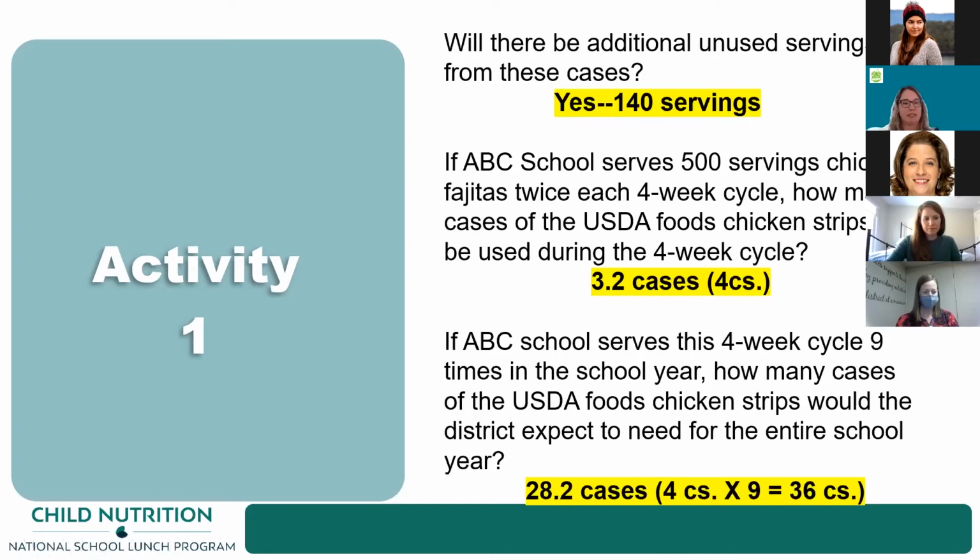Okay? So of course, we don't necessarily want to order just the exact amount that we need because there's always unforeseen circumstances. We're not sure if we're going to need more. Maybe for some reason you have an influx of students that all of a sudden decide to eat the chicken strips with you that day. So you want to have obviously more than just the exact amount of what you need.